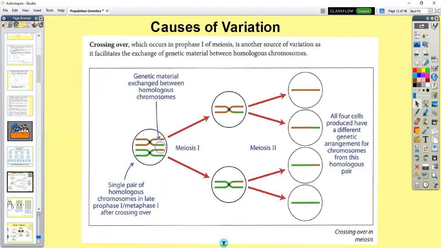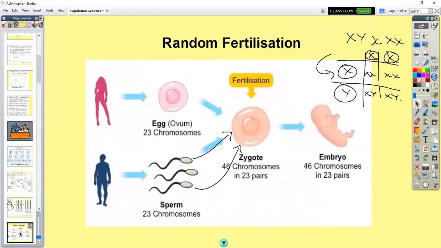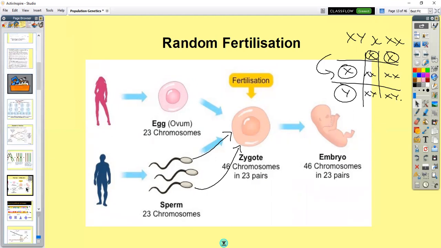Okay, it can also be seen in cross-fertilization or random fertilization, in that it depends, these sperm, as we talked about before, because of meiosis, will have different sets of genes within them. Depending on which sperm fertilizes the egg, that will determine which genes are put together. And if a different sperm fertilized the egg, then you would be different.